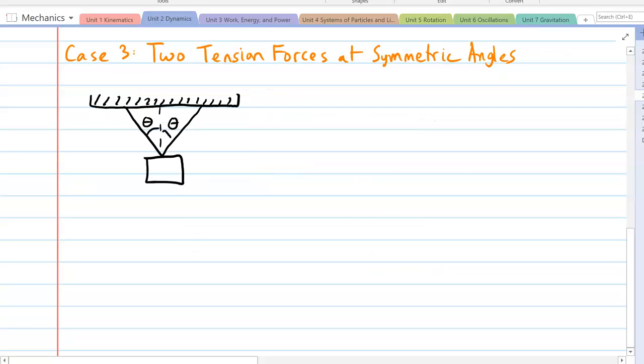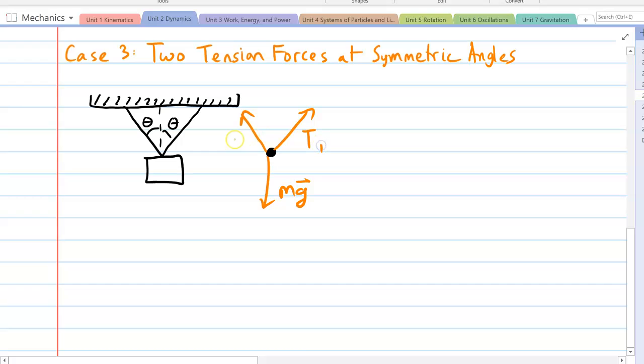So case number 3, 2 tension forces at symmetric angles. This is the picture that represents this scenario. So we want to draw a free body diagram right here. It kind of looks like this, and then we have the weight, right?